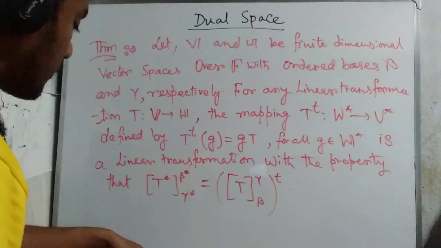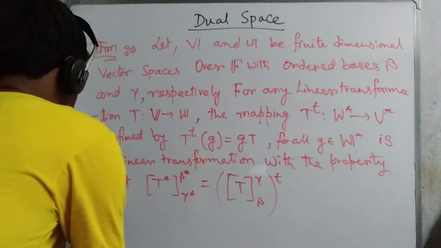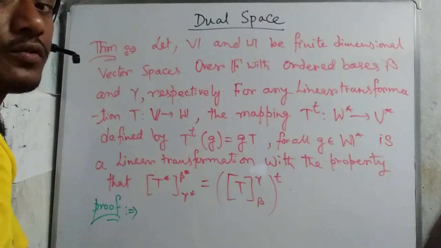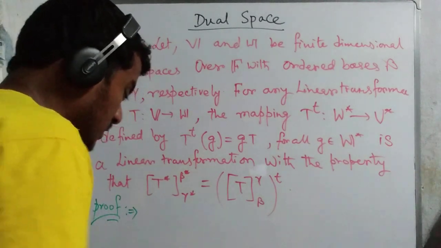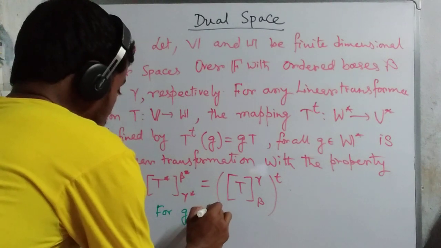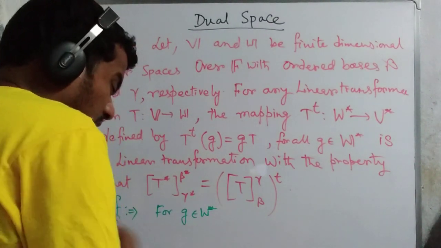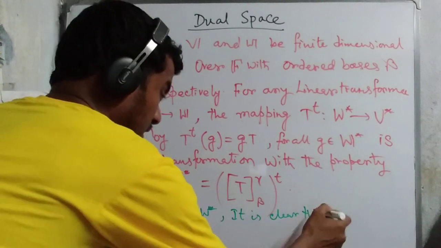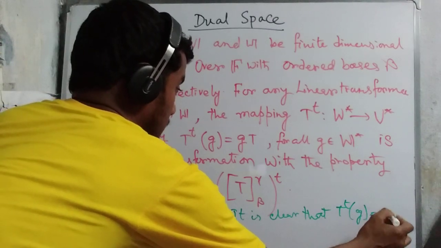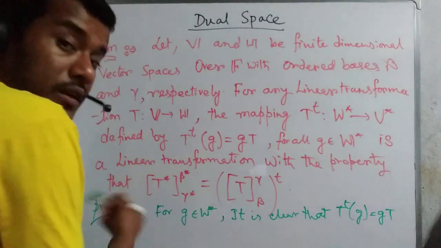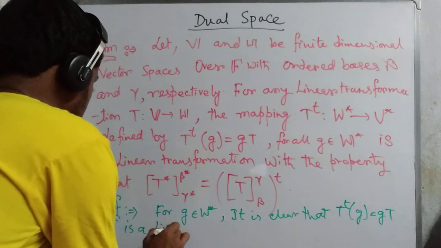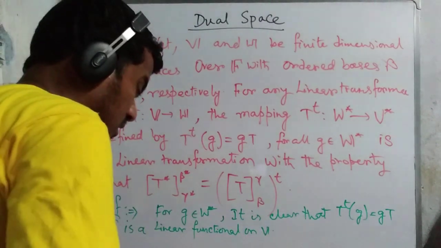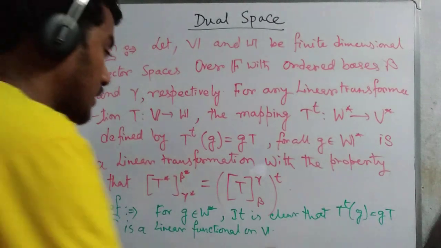Then we have to prove this. So going further in the process, for g belonging to W star, it is clear that T transpose g equal to gT is a linear functional on V, and hence is in V star.